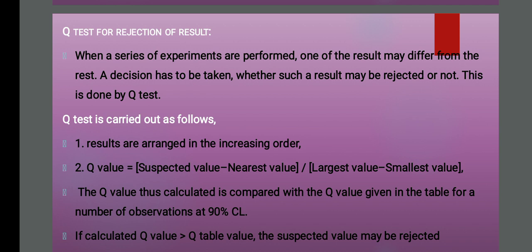Once you get the Q value, the table is given here, and you have to compare with that table. If the calculated value is found to be greater than the Q table value, then the value may be rejected. This also I'll explain with an example.